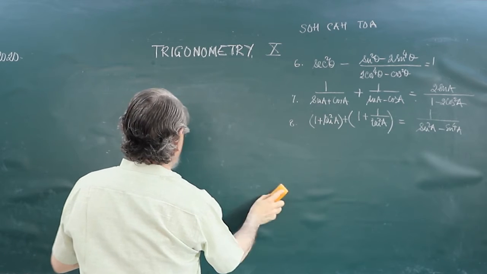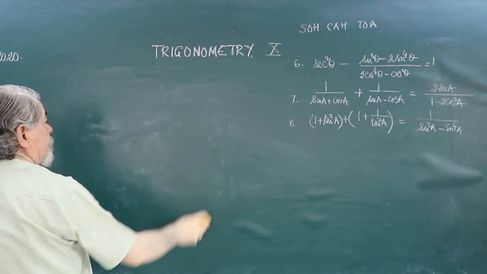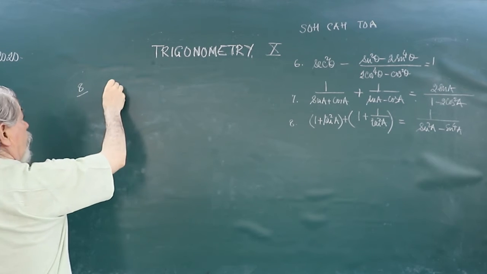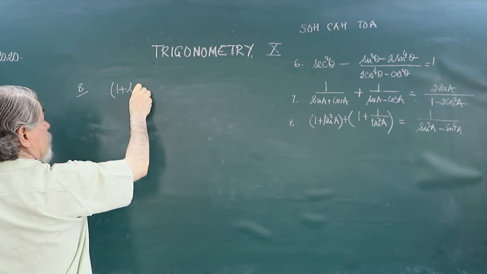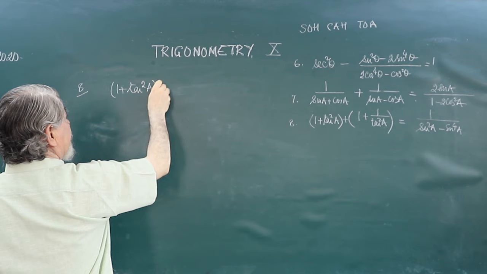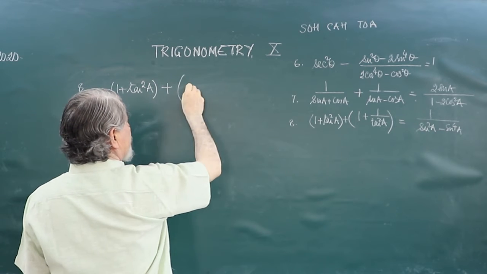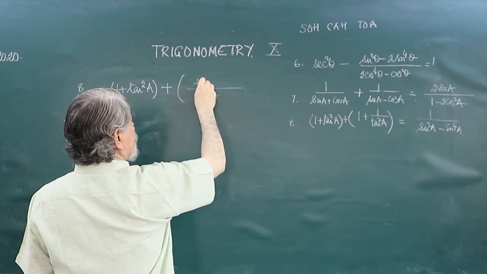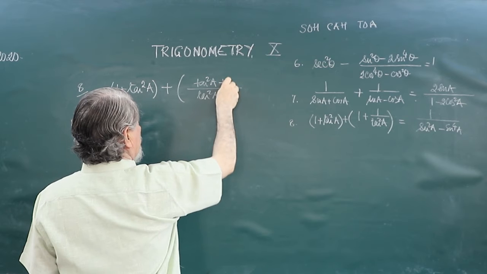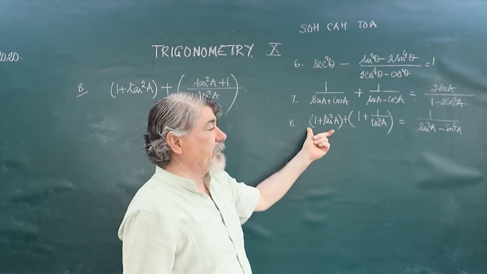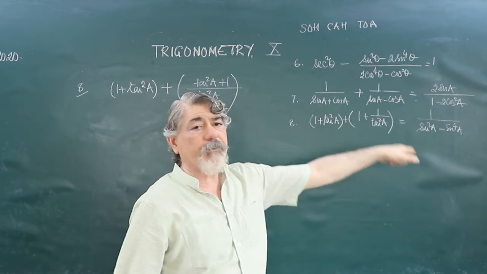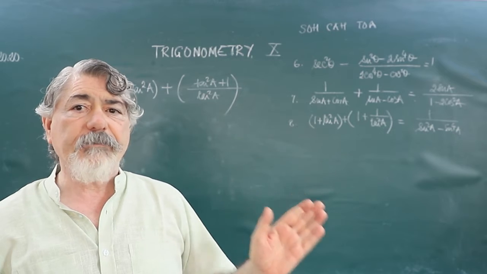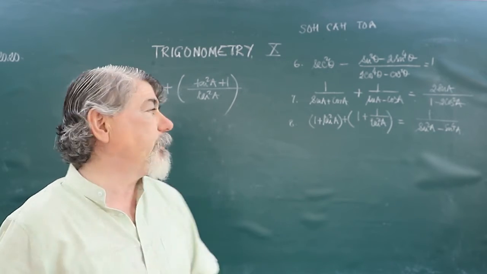Now let us look at question number 8. I am taking the left hand side: 1 plus tan square A plus 1 plus 1 upon tan square A. In the bracket I have taken LCM as tan square A. It will become tan square A plus 1 upon tan square A.